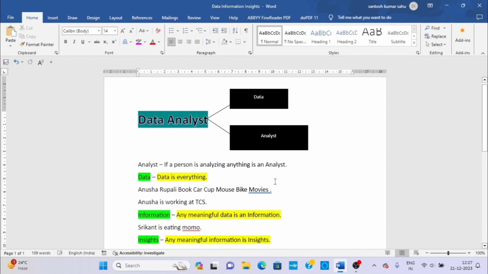So whatever we discuss, don't just sit idly or only watch. Instead, make notes so that it will help you in the future, when you are preparing for interviews. At that time it will be helpful for you.